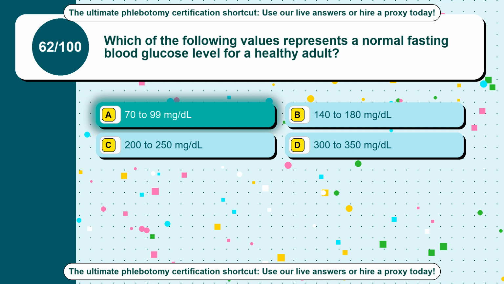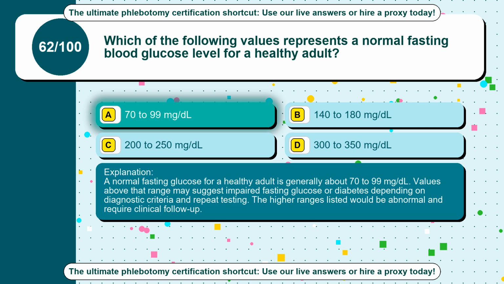The correct answer is option A. 70 to 99 mg/dL. A normal fasting glucose for a healthy adult is generally about 70 to 99 mg/dL. Values above that range may suggest impaired fasting glucose or diabetes depending on diagnostic criteria and repeat testing. The higher ranges listed would be abnormal and require clinical follow-up.